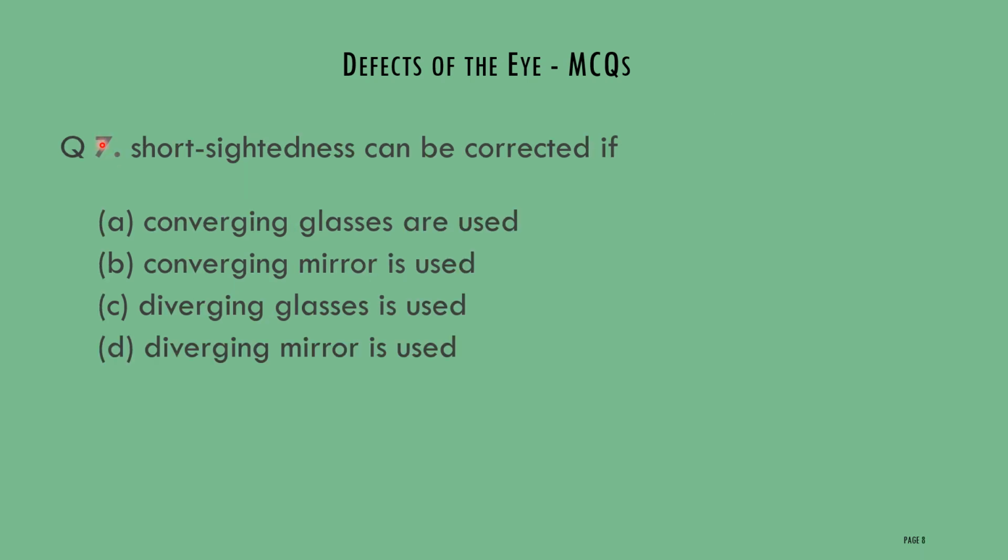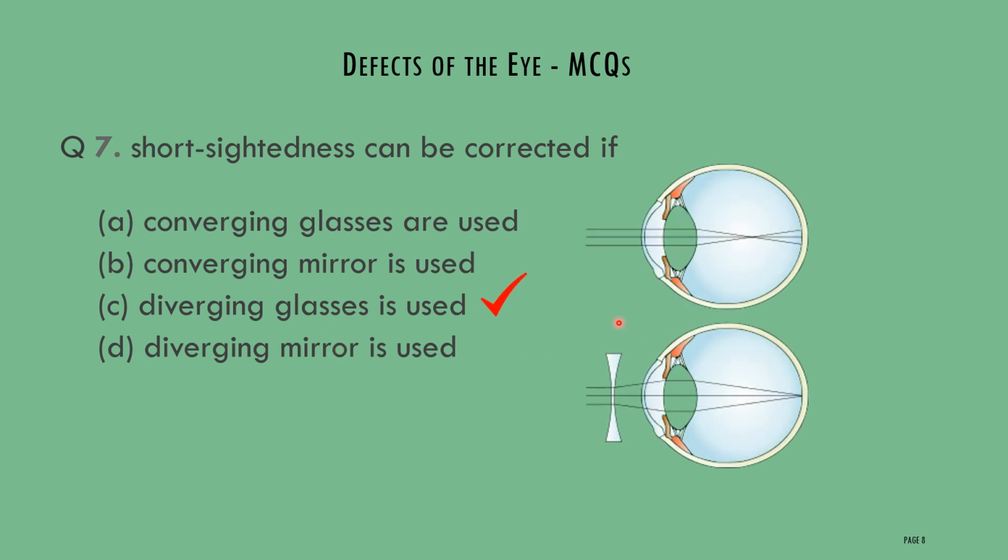Next question, question number 7. Short-sightedness, which is nothing but myopia, can be corrected if: option A, converging glasses are used; option B, converging mirror is used; option C, diverging glasses are used; option D, diverging mirror is used. Don't confuse between glasses and mirrors. A mirror is different, glasses are different. The correct answer is diverging glasses are used.